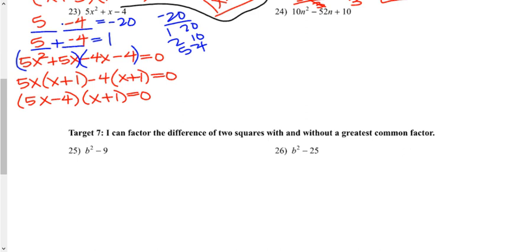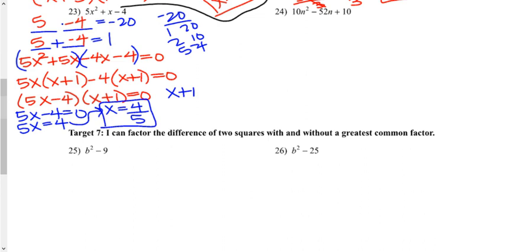Now I still have to solve here. So 5x minus 4 equals 0. When I add 4 to both sides, I get 5x equals 4. And then when I divide both sides by 5, I get x equals 4 over 5. And then x plus 1 equals 0. When I subtract 1, I get x equals negative 1.